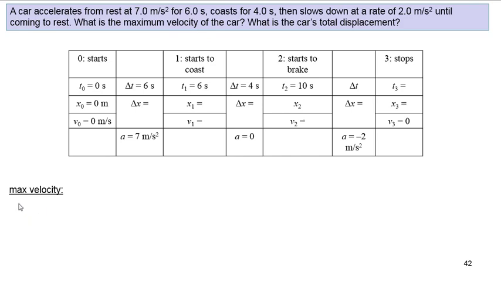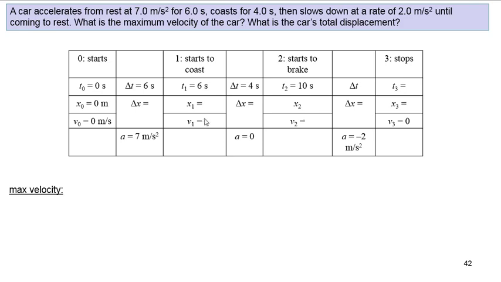Okay, so to figure out the maximum velocity of the car, first we need to think about where we are looking on our table. And for this, you really need to understand what's happening conceptually. So I'm going to think, okay, a car is starting from rest and it's accelerating for 6 seconds, and then it stops accelerating after that, and then it slows down. So this velocity here is going to be the biggest velocity that it ever has. So I want to know what is v1.